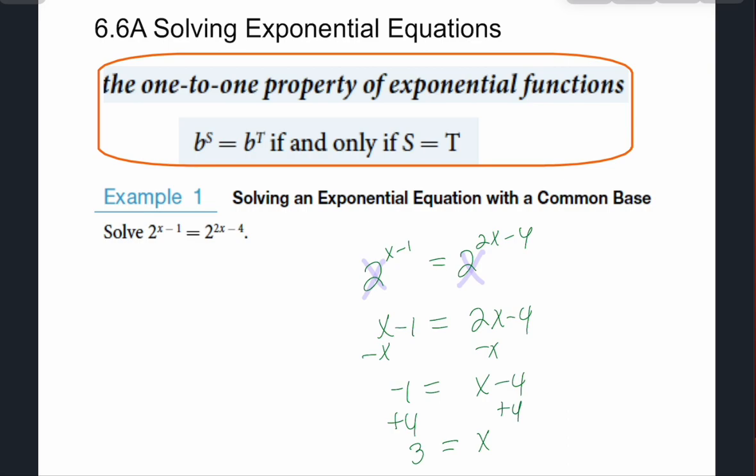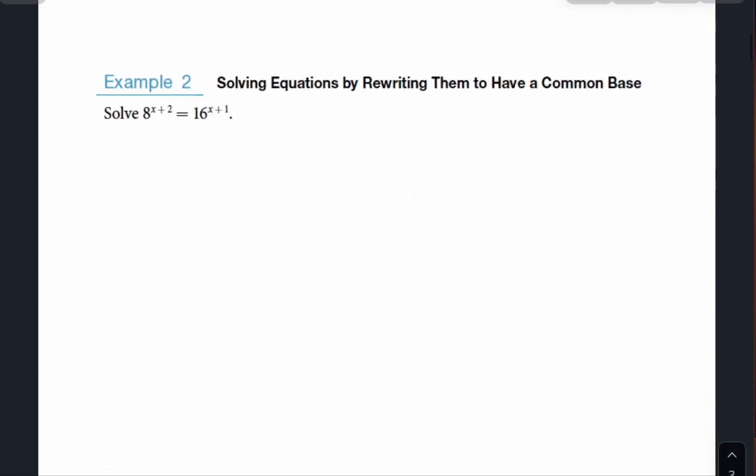Exponential equations, when you get the bases to match, are easy. If we can't get the bases to match, it's not as easy. But I'll show you how to fix that as well. Okay, so that's our first one. Let's look at this one.